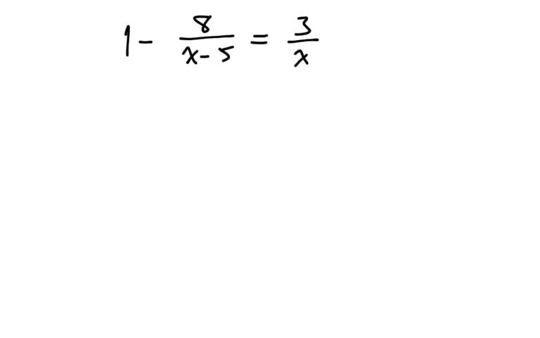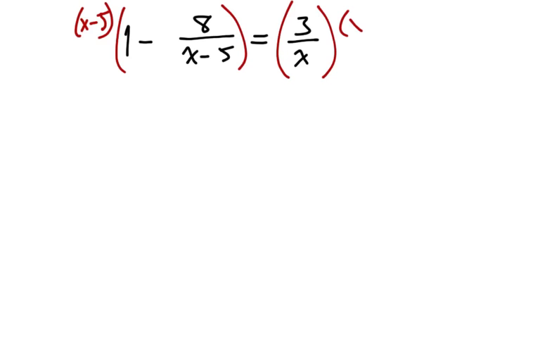Let's try it again. Let's try it just a couple more times to get good at it here. So what we want to do is multiply both sides by the common denominator. And as far as denominators go, the 1 just has a denominator 1, but we'll have x minus 5. And then the third denominator is x.